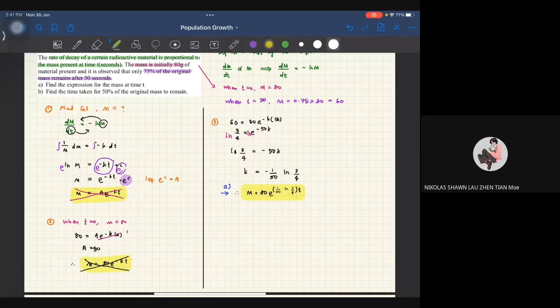Okay, and then part B dia kata dekat situ. So let's read the question together first. Nanti awak siapkan sendiri. So dia kata dekat situ, find the time taken for 50% of the original mass to remain. So dia kata awak kena cari nilai masa. Okay, so dekat second yang keberapa dia punya mass berkurang sebanyak 50%.